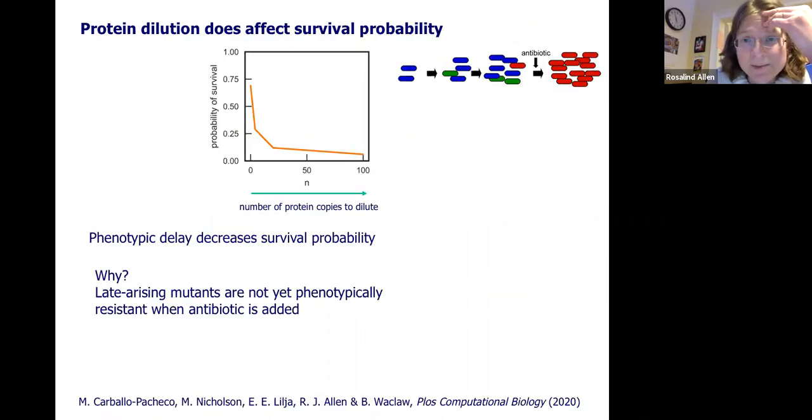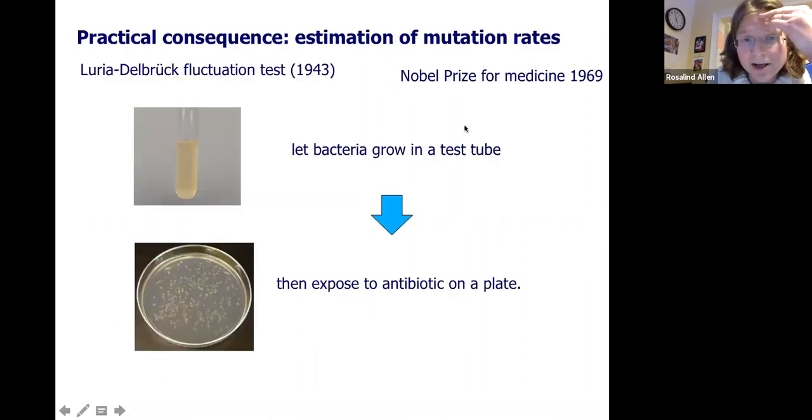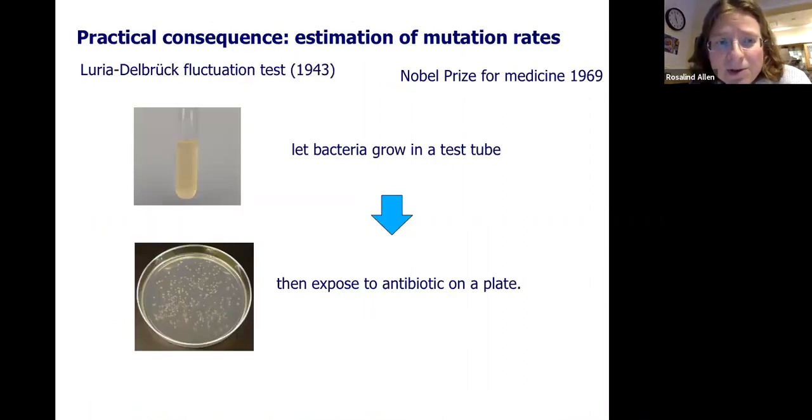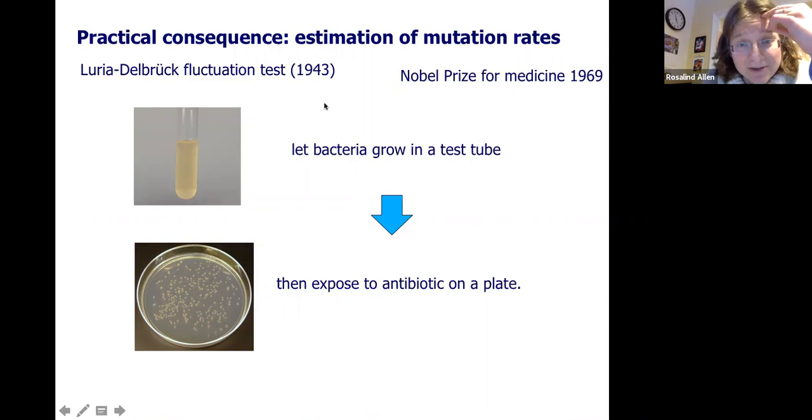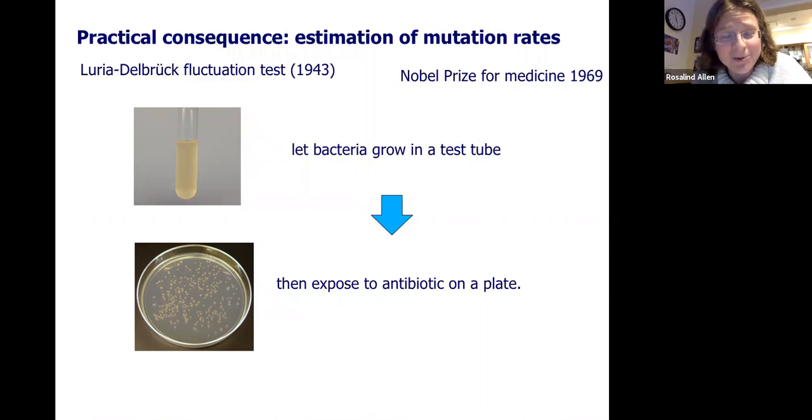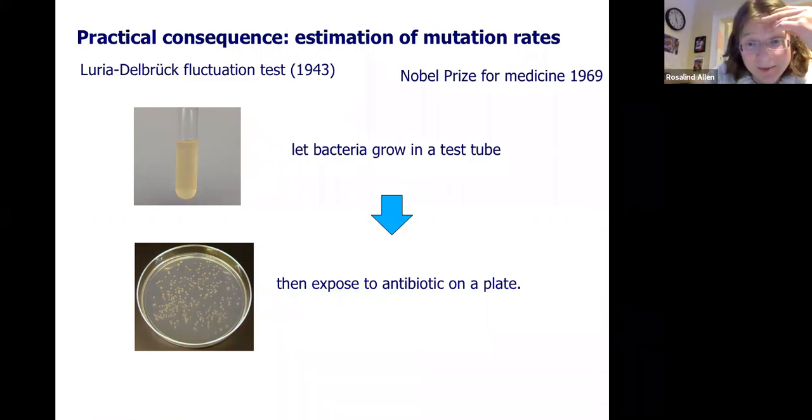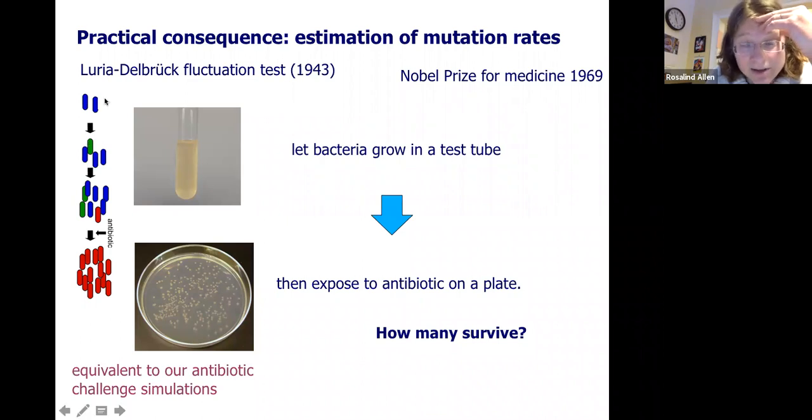So why were we interested in this particular experiment, the one with the antibiotic challenge? Well, actually, one of the reasons is that it corresponds to a Luria-Delbrück fluctuation test. Probably I don't need to explain this to this audience, but just in case. What happens in a Luria-Delbrück fluctuation test is indeed you let a population of bacteria grow exponentially in a test tube, and then at some time t or some number of generations, you expose them to antibiotic on a plate and you count how many of them survived. And so that's exactly equivalent to the scenario that I just described, where we have an exponentially growing population that we subject to an antibiotic challenge.